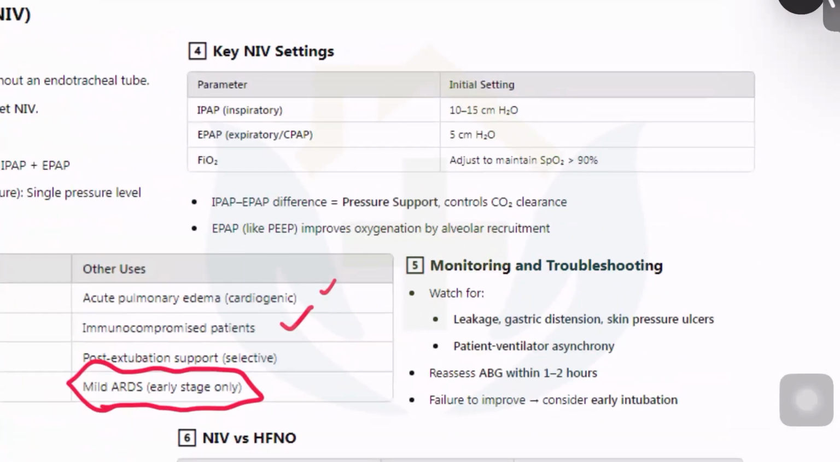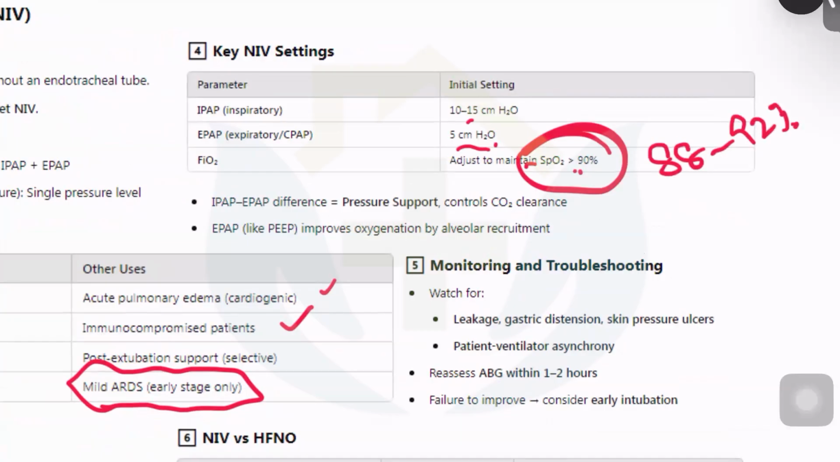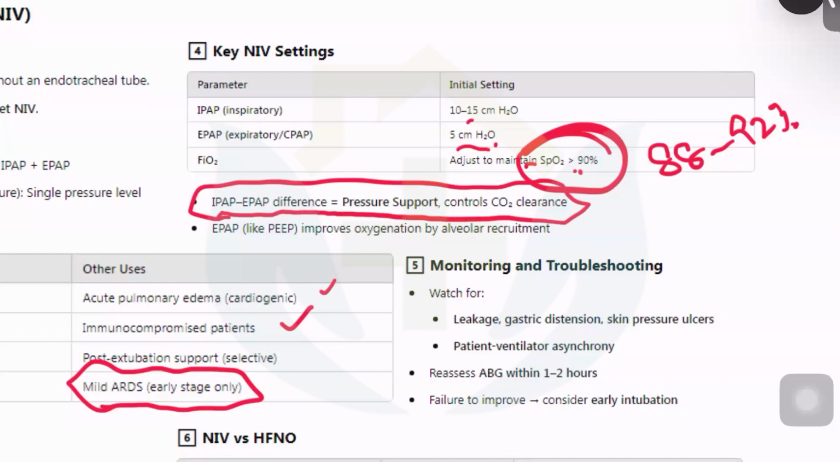The NIV settings, mainly IPAP should be 10 to 15 and EPAP should be equal to the PEEP, so 5 centimeters. FiO2 should be done to maintain SpO2 anywhere above 88 to 92%. The difference of IPAP and EPAP is important because it controls carbon dioxide clearance. This is the important thing that you need to remember, that IPAP and EPAP difference is what maintains the CO2. There is no relation with the oxygenation. EPAP is basically PEEP, so it improves oxygenation.